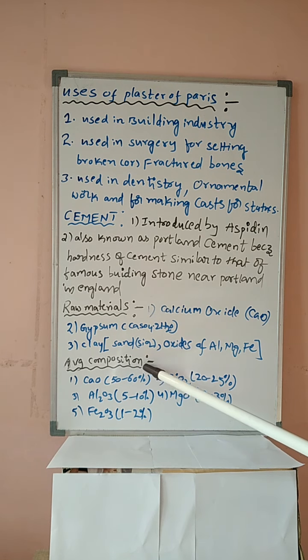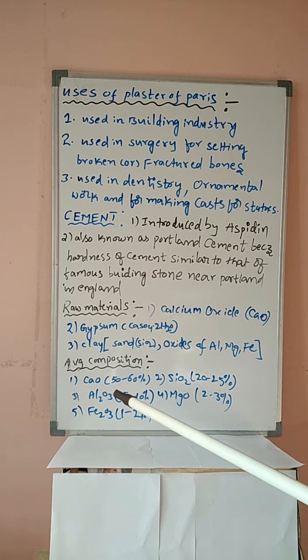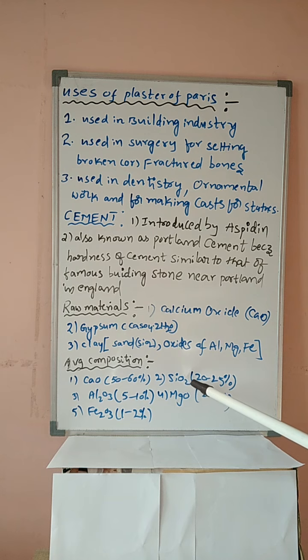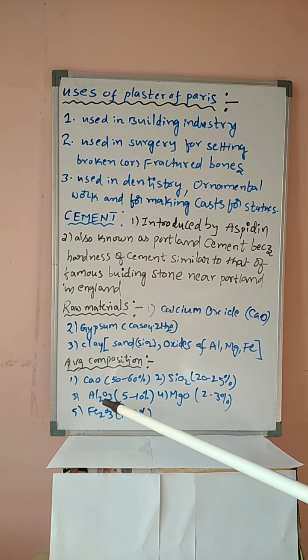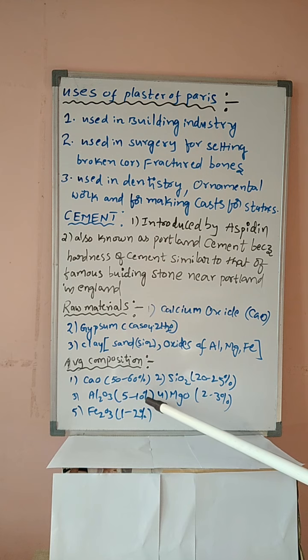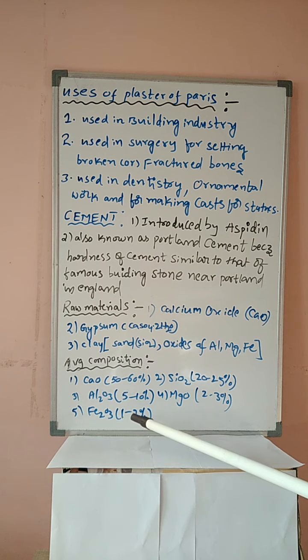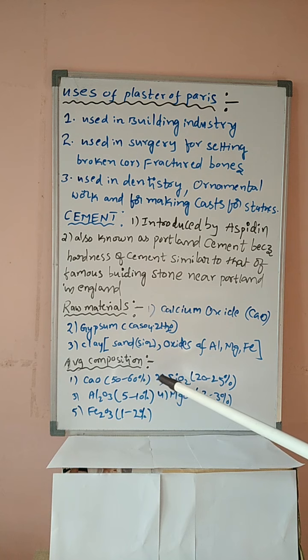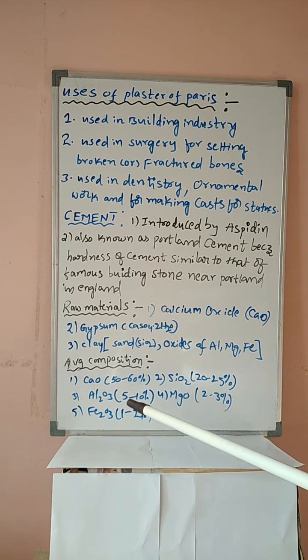The average composition of cement is as follows: calcium oxide 50 to 60%, silica or silicon dioxide 20 to 25%, alumina Al2O3 5 to 10%, magnesium oxide 2 to 3%, iron oxide Fe2O3 1 to 2%. This is the average composition of the compounds used for the manufacturing of cement. Copy this, students.